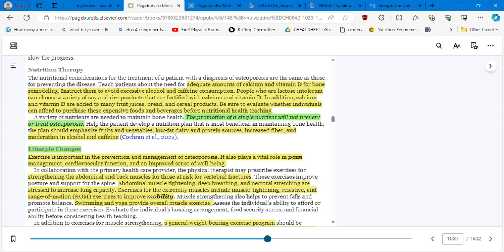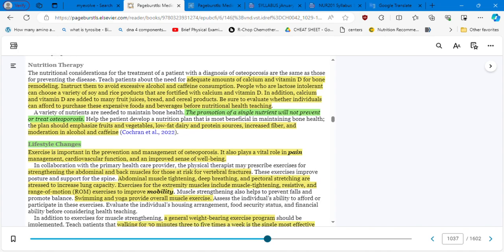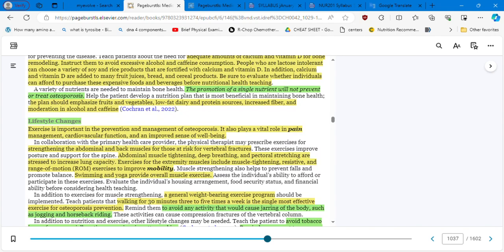For those who are lactose intolerant, you can choose between a variety of soy and rice products that are fortified with calcium and vitamin D. Also, these two are present in many fruit juices, bread, and cereal products. Again, I am reminding you that I gave you a website in the supplemental material from the previous chapter, so you can find these websites. Be sure to evaluate if the individual can afford to purchase these expensive foods and beverages before nutritional health teaching.